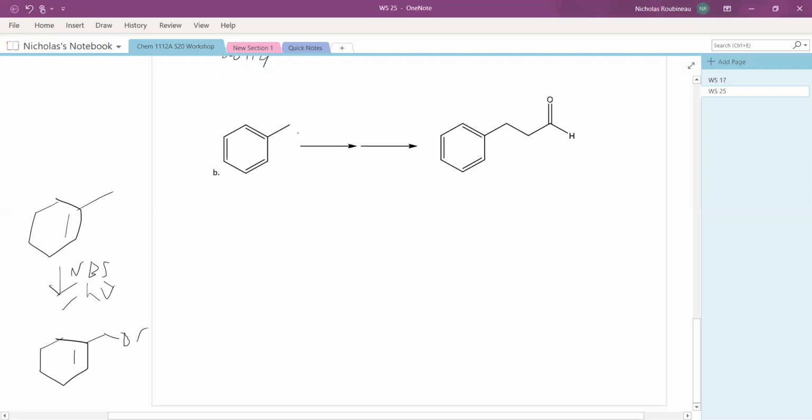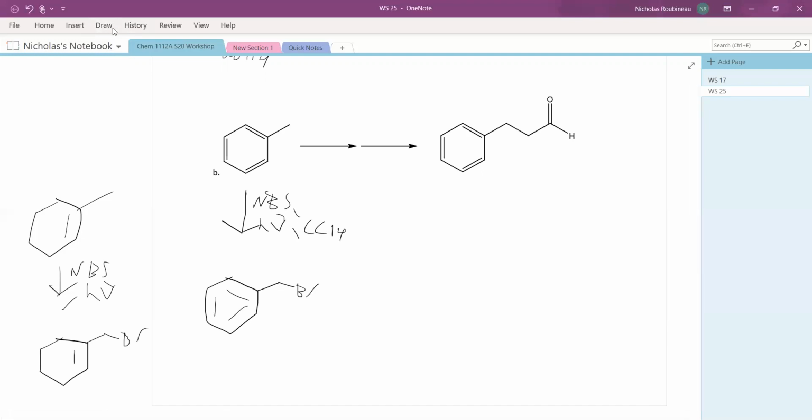And here, we only have one position that's not in a double bond. It's right here. And that's not allylic, but it's benzylic, so it's even better than allylic. So if we do NBS with H nu, then it's going to add the bromine on that one primary position there. So this would be the product. And then what could we do from here?